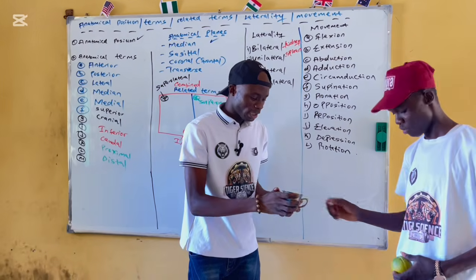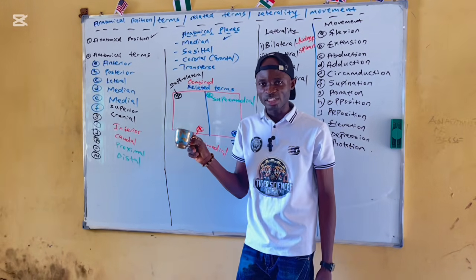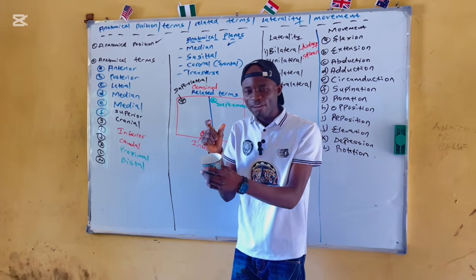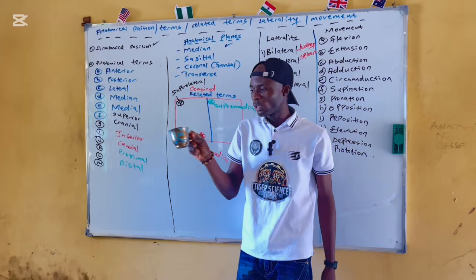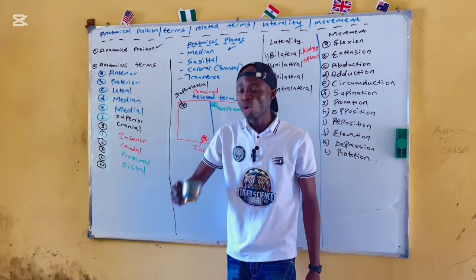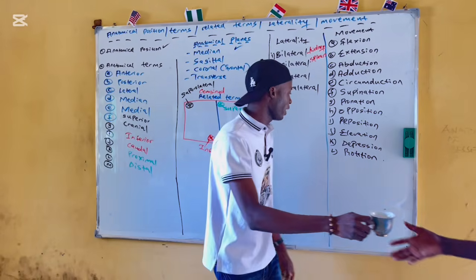If you are holding a cup of tea, that is an opposition movement. Are we together? The part of your thumb has to come closer to the part of the other digits. This is opposition. So when you take a cup of tea, it is an oppositional movement in anatomy. And when you button your clothes, it is also an oppositional movement in anatomy.